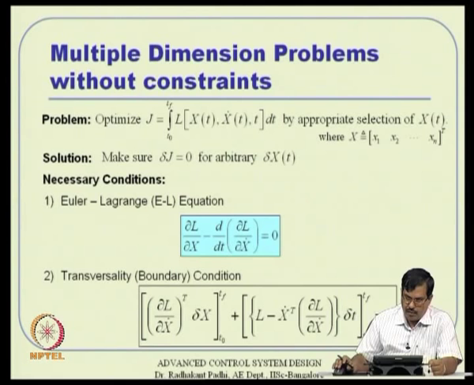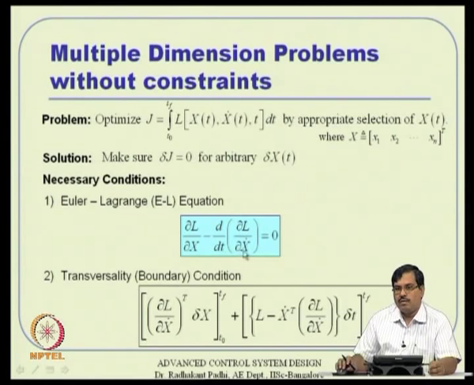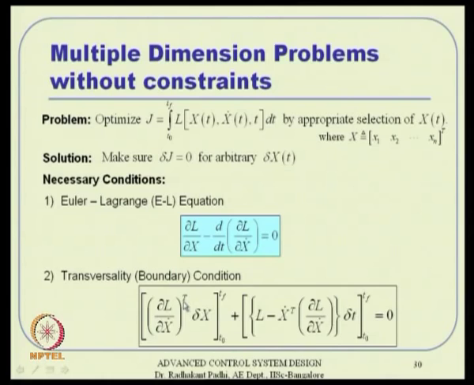So, you have to make sure that delta J is 0 for arbitrary selection of this vector delta x of t, and if you carry out the similar analysis one more time, it turns out that the same EL equations will be valid, and similar transversality condition will also be valid. The only difference here is these equations are now valid in terms of vector or matrix equation sense. And if you see this, there is a transpose needed, because that is a row vector, after transpose, that will get a column vector. So, the entire multiplication will turn out to be a scalar like that actually.